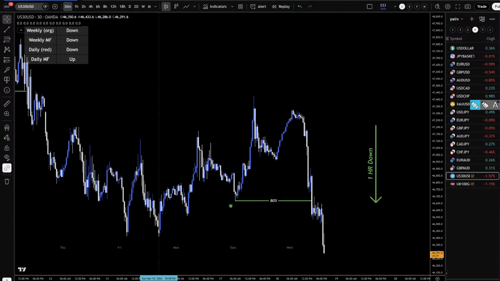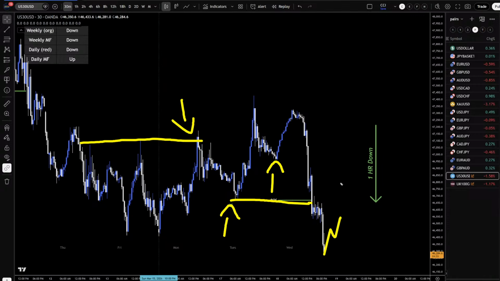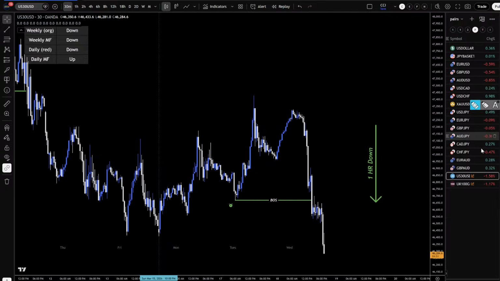US 30. I removed my break of structure just recently, but the break of structure was right here. So potentially we would have tried to go long someplace in here, potentially long in here somewhere. Now we got a short, we should be looking for pullback entries to go short from this point forward. So definitely shorts from that point forward.